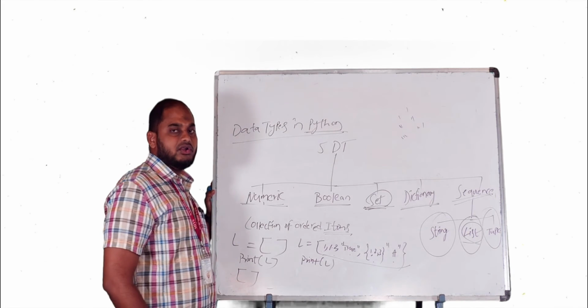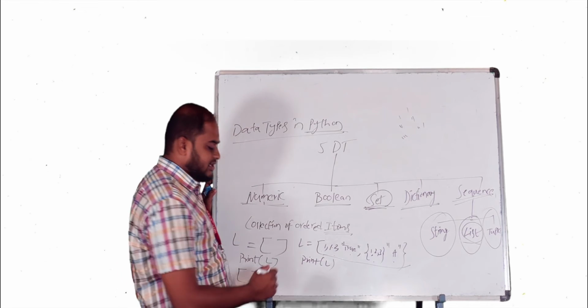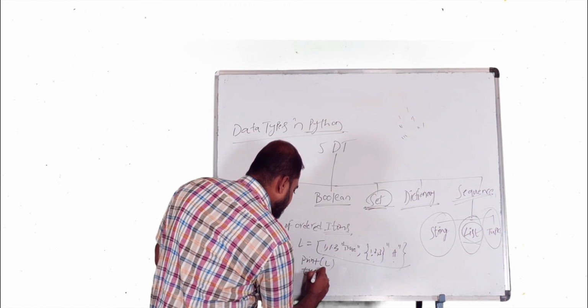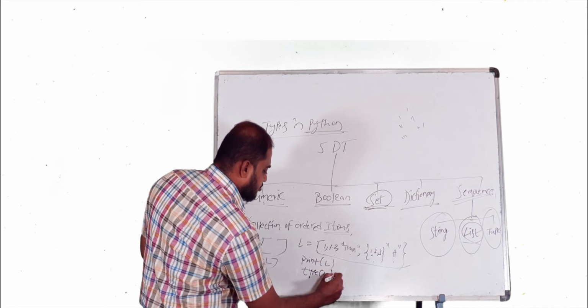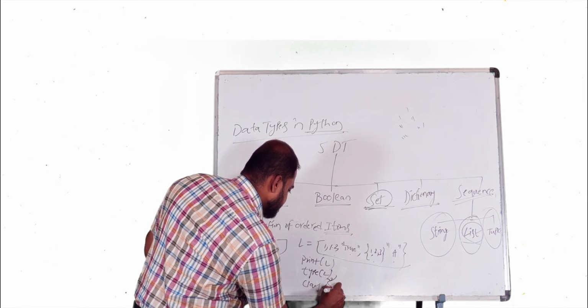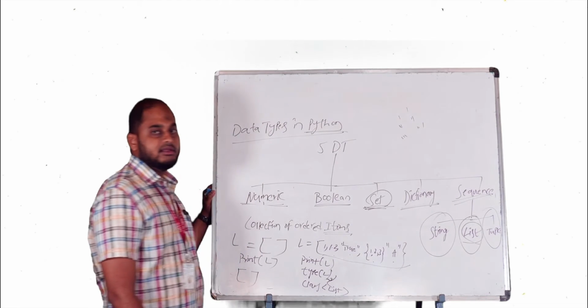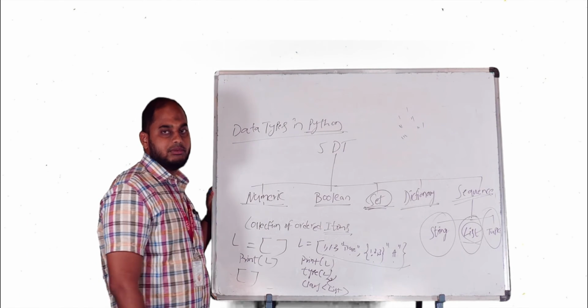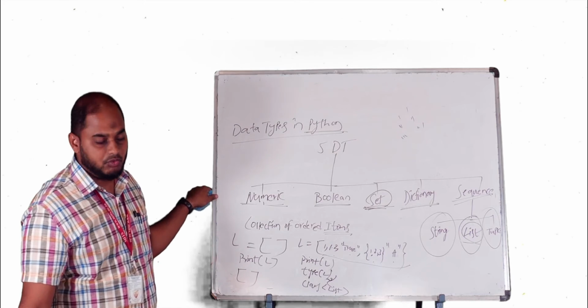If you want to check the type of this list, again you can use type of L. What is the output you will get? You will get class list. So lists are mutable. You can add and you can remove also.